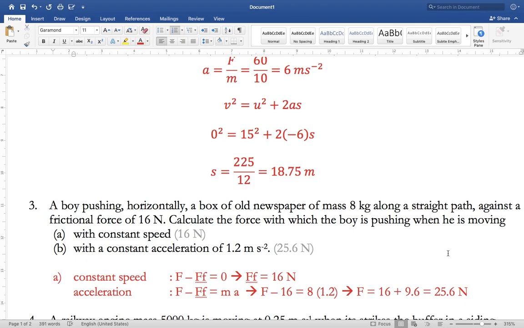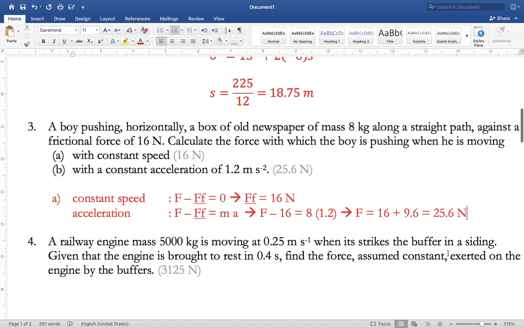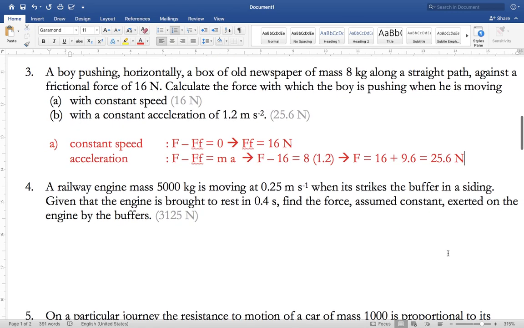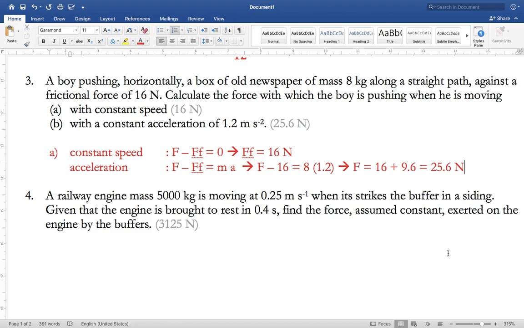Okay, you can see this number if you want to copy. And I will scroll up to number 4. I give you a moment to read this question. Two minutes. Yep, number 4.